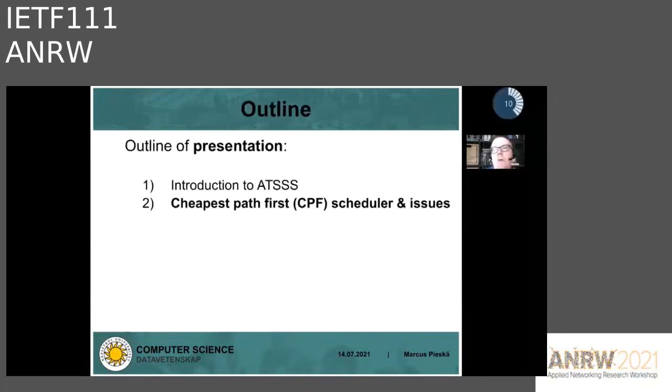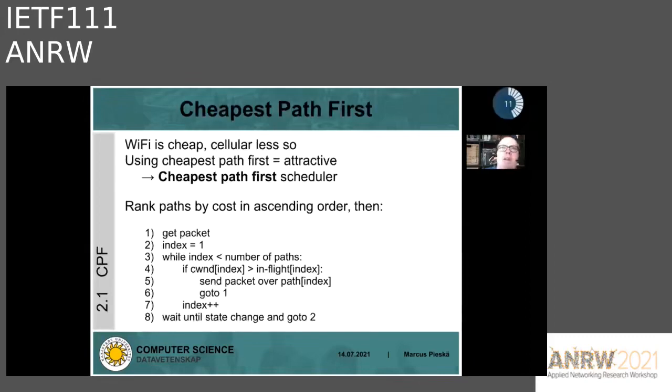That brings us to the second part of this presentation, where I describe the particular scheduler we have been working with. Since ATSSS would allow for the usage of Wi-Fi alongside the cellular access, a scheduler that is able to express a preference for the cheaper Wi-Fi becomes attractive. This is true for users as well as telecom operators, both of whom may reduce costs by offloading traffic onto the Wi-Fi whenever possible. One scheduler designed to deliver traffic distribution in this manner is the cheapest path first scheduler.